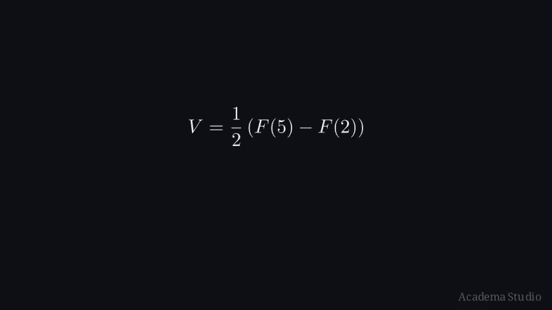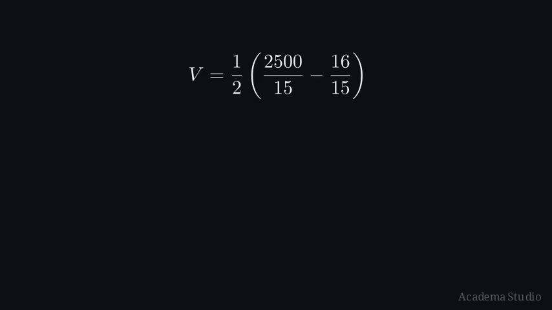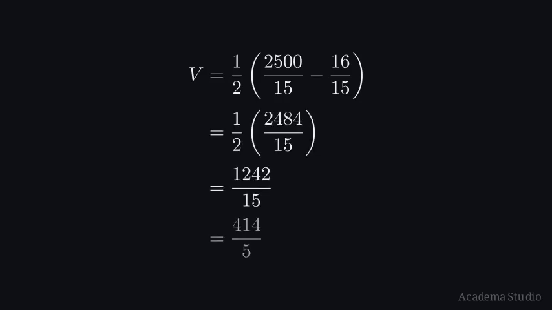Subtracting and simplifying gives 414 divided by 5. V equals 1 over 2 times 2,500 over 15 minus 16 over 15. Then equals 1 over 2 times 2,484 over 15.